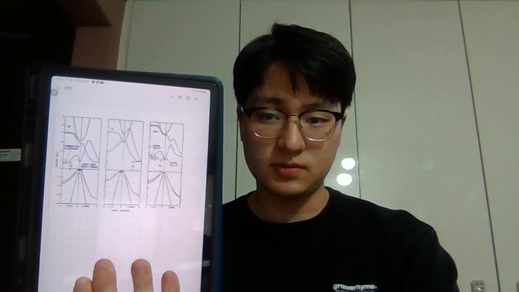Hello. Last time we learned about a decay diagram like this. This graph explains the relationship of energy and wave vector in germanium, silicon, and gallium arsenide. Through this graph, we can know about indirect band gap and direct band gap.